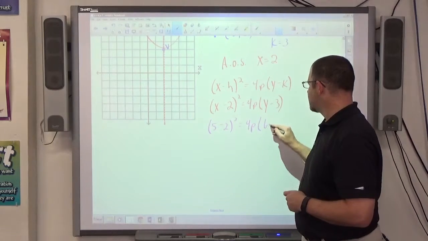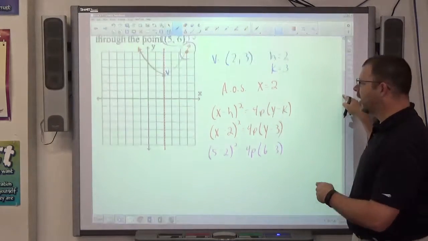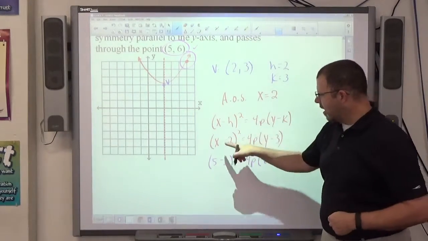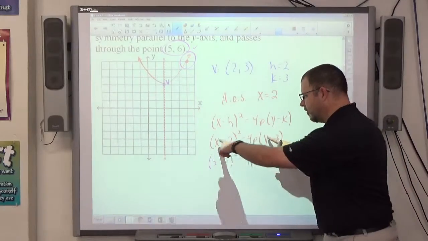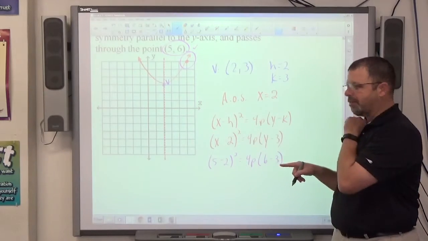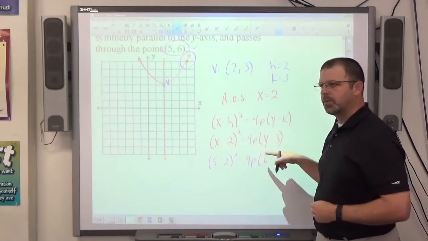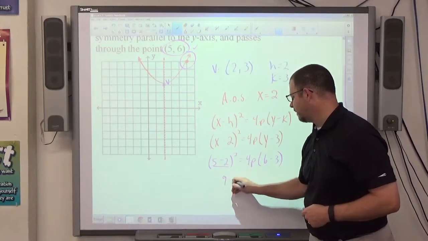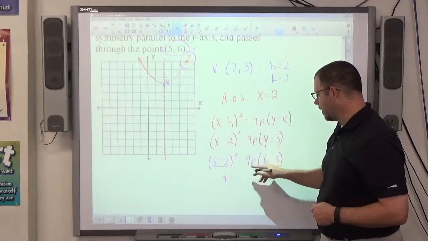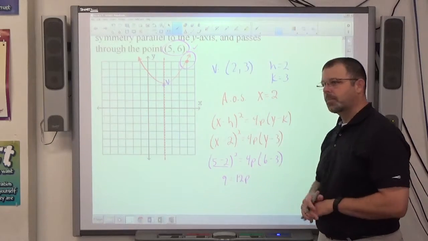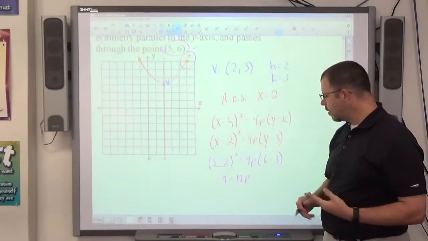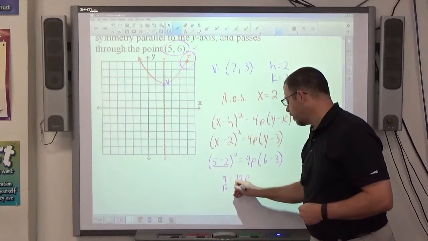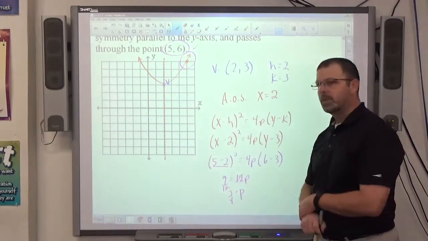and y to 6, and notice I could have done x minus 2 squared, x squared minus 4x plus 4, I could have done that. But I'm establishing x and y with specific values at a specific point on this graph. Okay? It's easy enough just to leave it in parentheses like that, because 5 minus 2 is 3, and 3 squared is 9, and 6 minus 3 is 3 times 4p is 12p. So therefore p is going to equal 9/12, better known as 3/4.